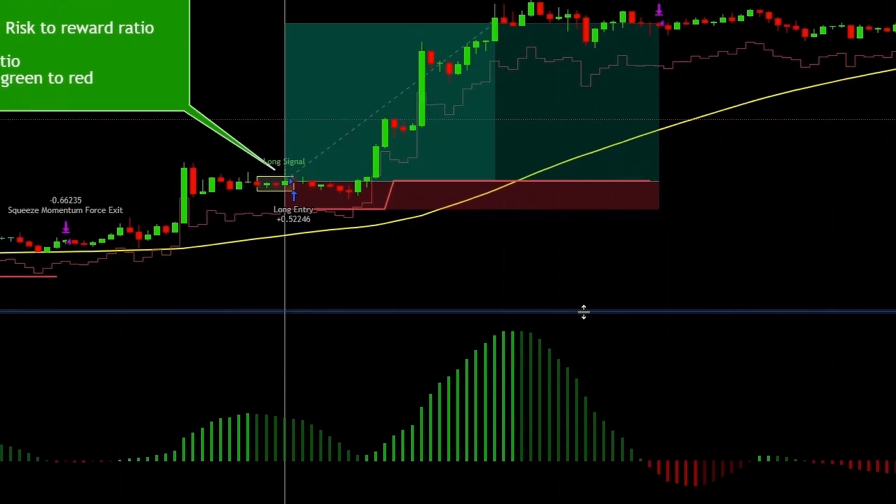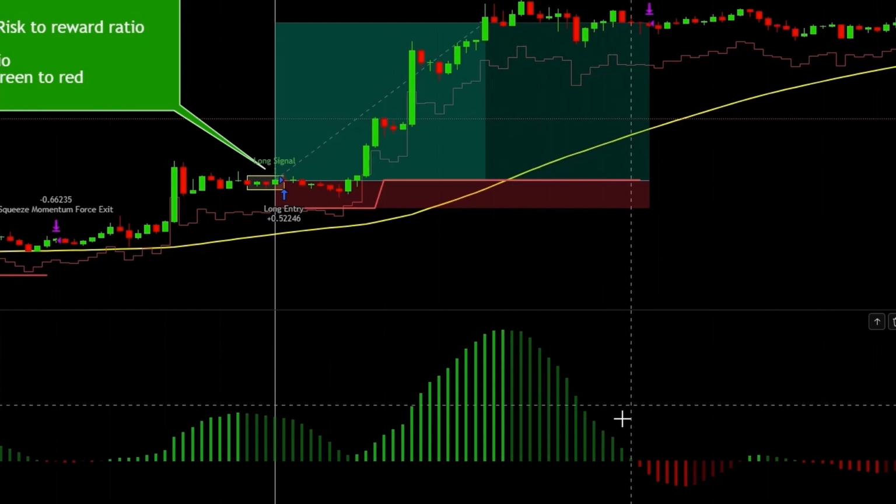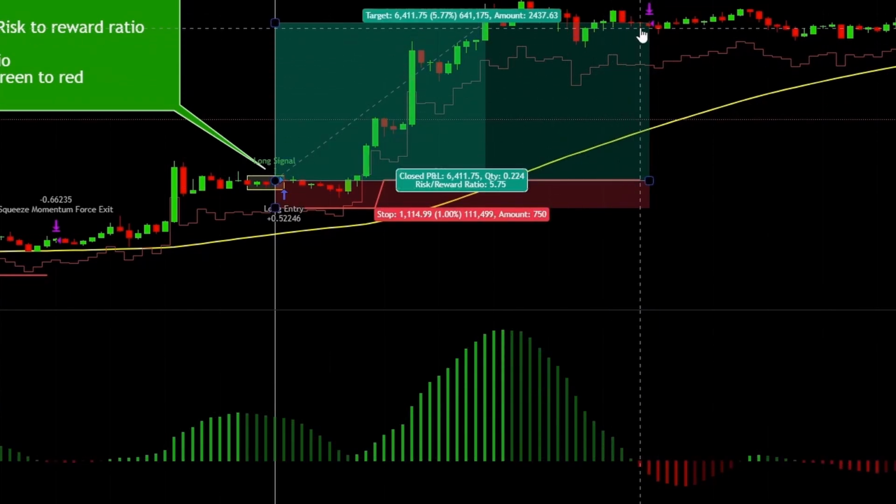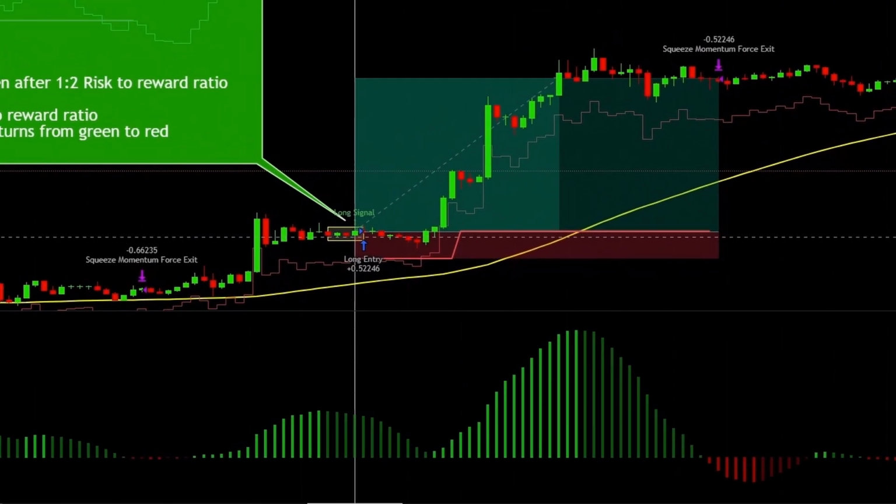But looking at the squeeze momentum, you can see that it turned from green to red right on this candle. And the script exited the position correctly on the open of the next candle.